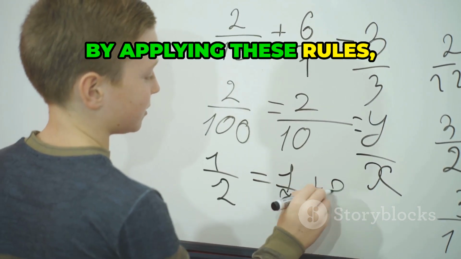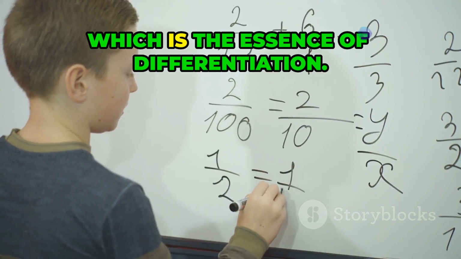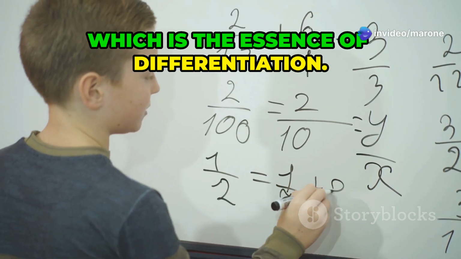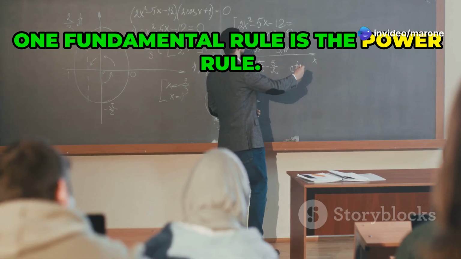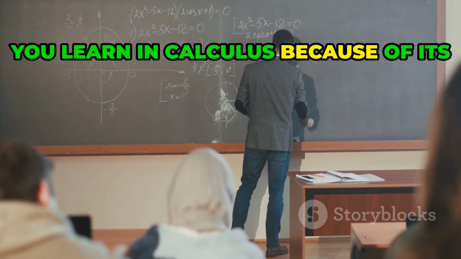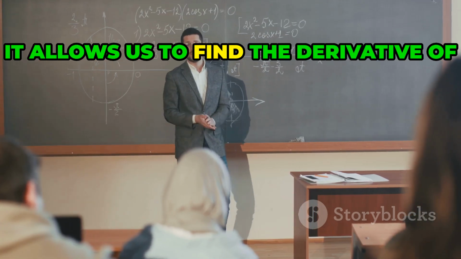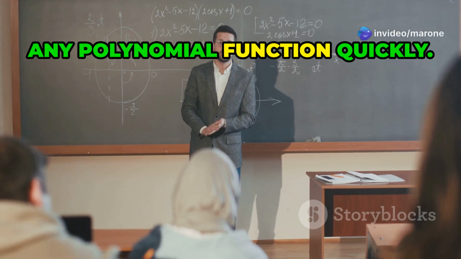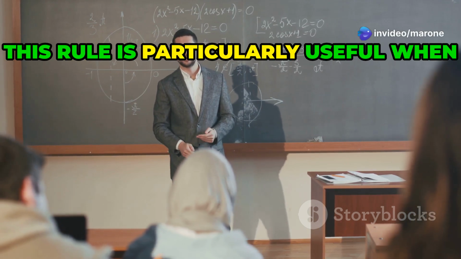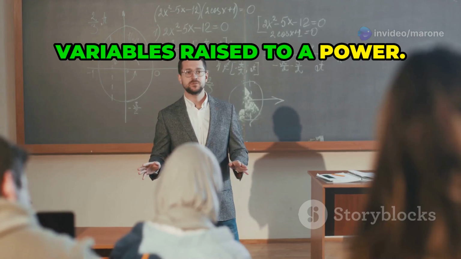By applying these rules, we can quickly and accurately determine the rate of change of a function, which is the essence of differentiation. One fundamental rule is the power rule. The power rule is one of the first rules you learn in calculus because of its simplicity and wide application. It allows us to find the derivative of any polynomial function quickly. This rule is particularly useful when dealing with functions that involve variables raised to a power.